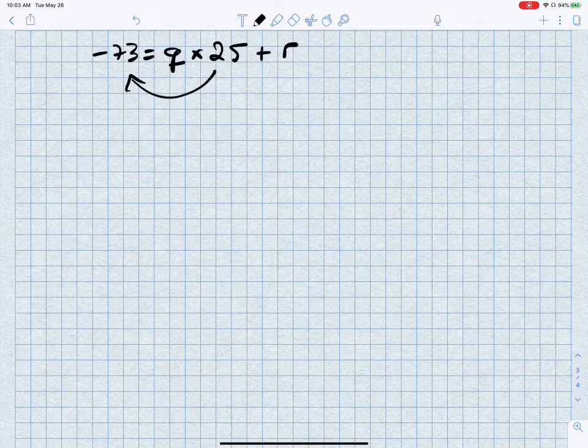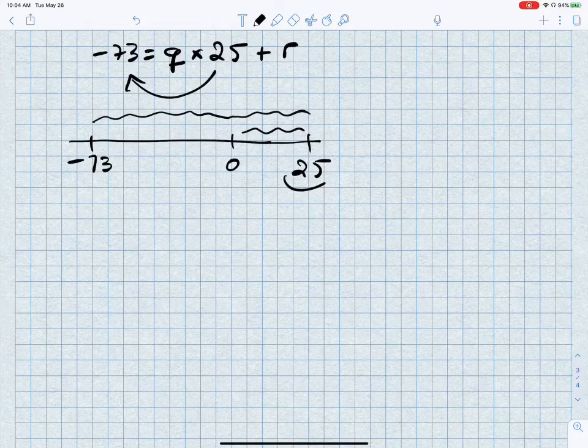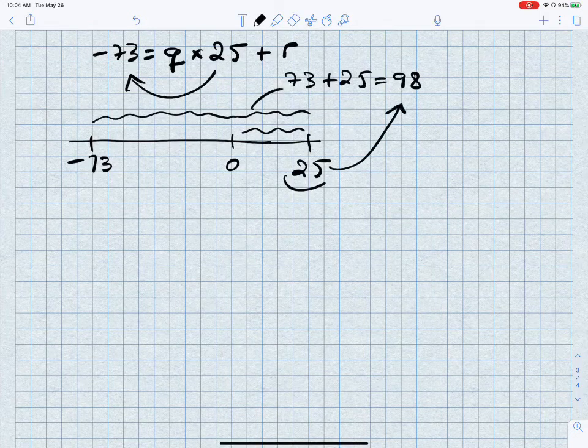So again, we go through the same idea. We have a minus 73 here. Somewhere here we have 0, and somewhere here we have 25. So we're asking, how many times does 25 go into minus 73? But really, we want to know how many times 25 goes into the total distance. And that distance is 73 plus 25, and that's 98. So 25 goes into 98 3 times.